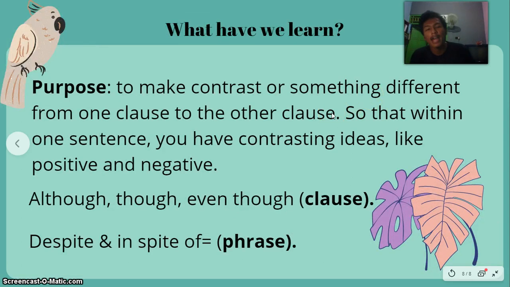So guys, what have we learned? We learned that although, though, and even though are paired with a clause, and despite and in spite of are paired with a phrase. So guys, do you know what the purpose of the things that we have been discussing is? The purpose is to make a contrast or something different from one clause to the other clause, so that within one sentence you have contrasting ideas, like positive and negative.